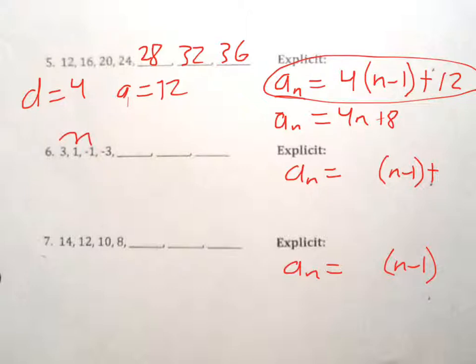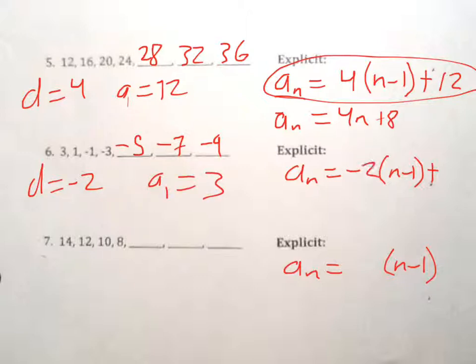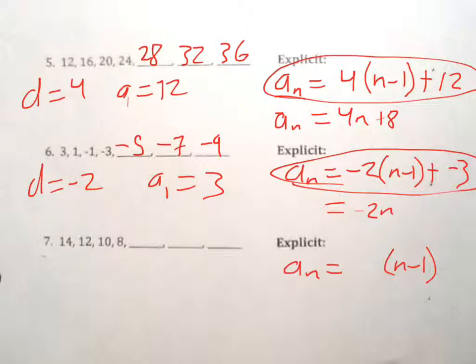On 6, we're getting a pattern here, getting lower and lower and lower, which is subtracting 2 each time. So we're going to get negative 5, negative 7, and negative 9. And so my common difference is going to be negative 2. My initial value is that first number in the sequence of 3. So negative 2 is going to go in front. 3 is going to be there on the end. There's the basic form, and you can simplify that down. If you distribute your negative 2 through, you'll get negative 2n plus 2 plus the 3, because it'll give me 5 there.